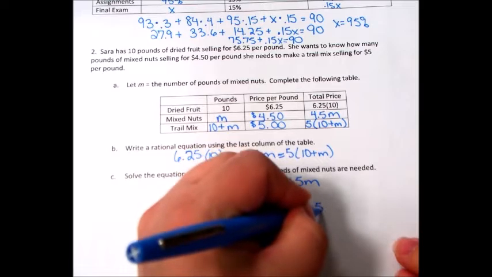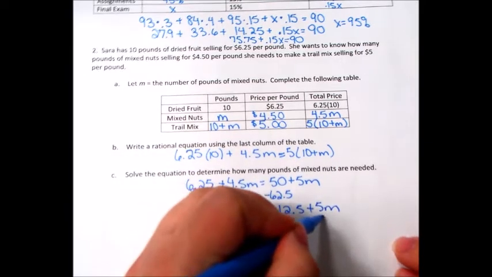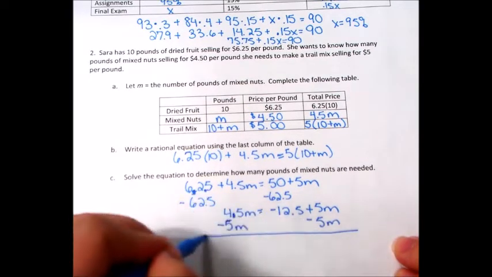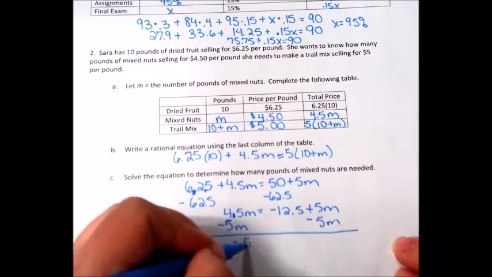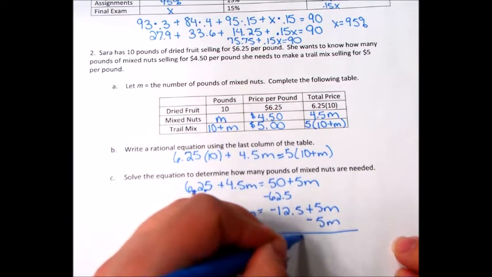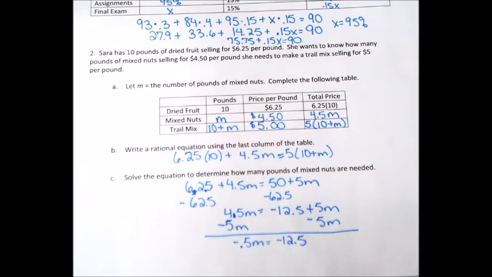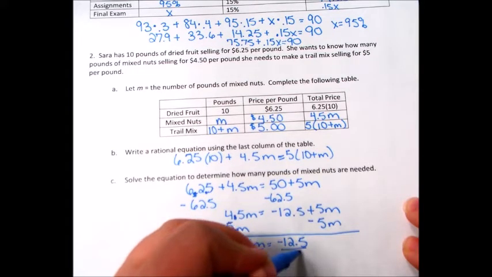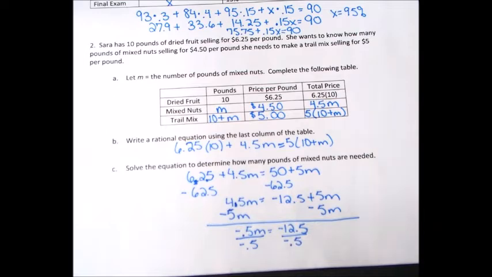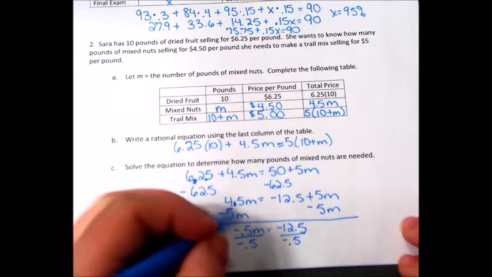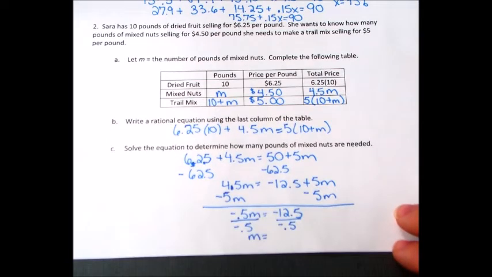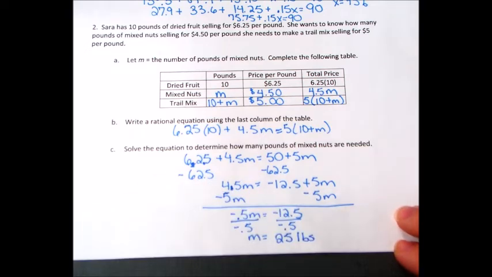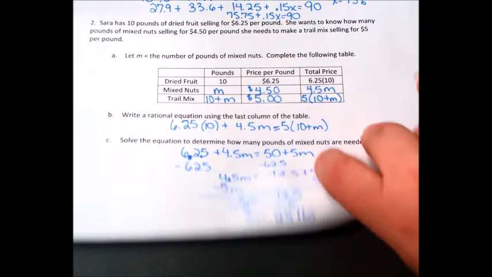Then we're going to subtract 5M from both sides. And I get negative 0.5 M equals negative 12.5. So now we're going to divide by negative 0.5 on both sides. And I get that the number of pounds she should have of mixed nuts should be 25. Let's take a look at 2 more word problems.